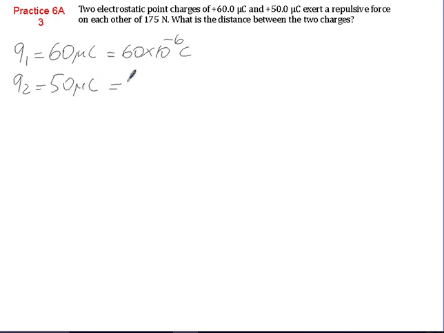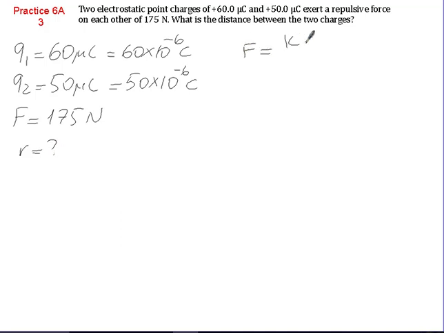Third one: there are two charges and the distance between them is wanted. The force is given. Q1 is equal to 60 microcoulomb. Let's change it to coulomb, 60 × 10 to the power of minus 6 coulomb. And Q2 is equal to 50 microcoulomb, which is 50 × 10 to the power of minus 6 coulomb. And the force between them is given, 175 Newton. So what is the distance between them?